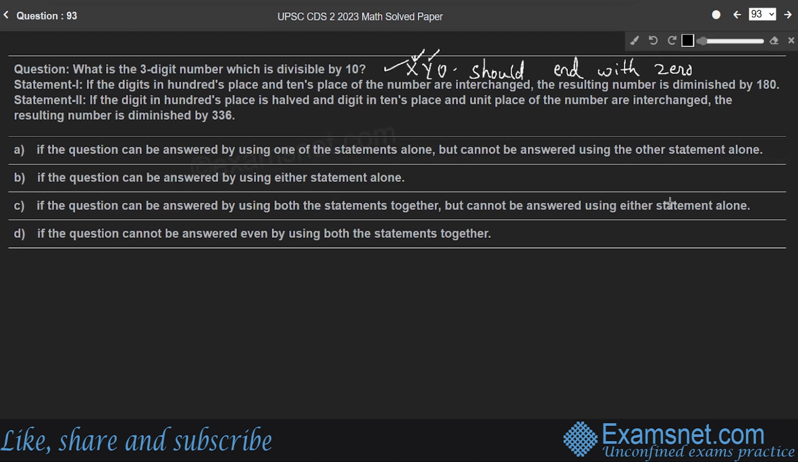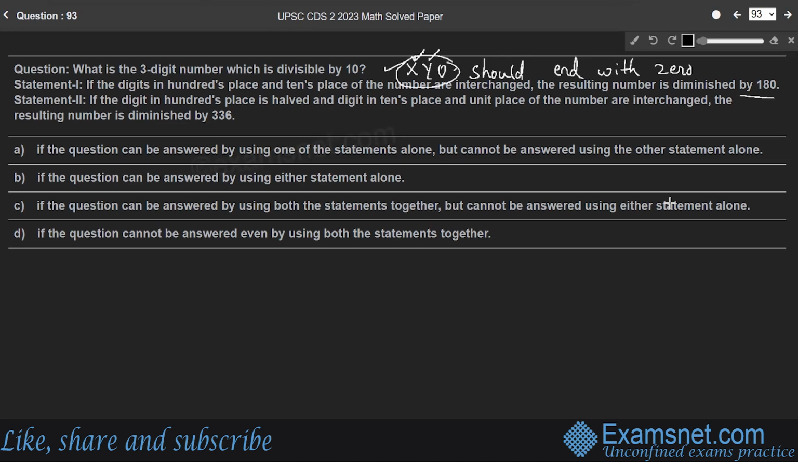So, according to statement 1, if the digits in the hundreds place and tens place of the number are interchanged and the resulting number is diminished by 180, can we find the 3-digit number which is divisible by 10 using statement 1? So we'll consider the digits in the hundreds place and tens place of the number are interchanged, and the resulting number is diminished by 180.